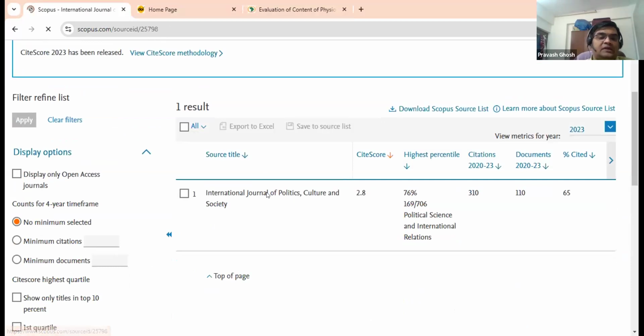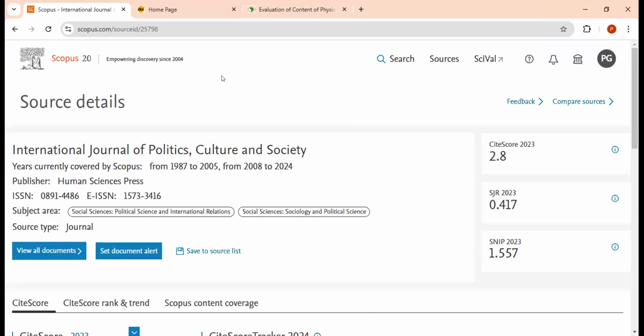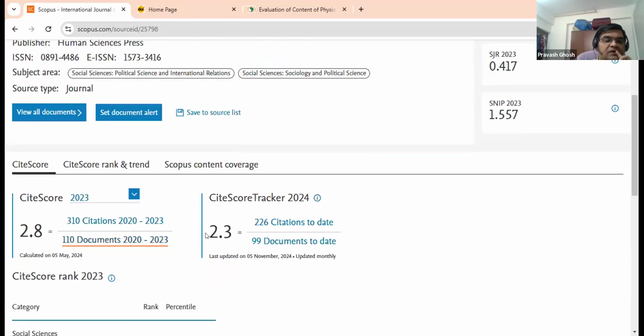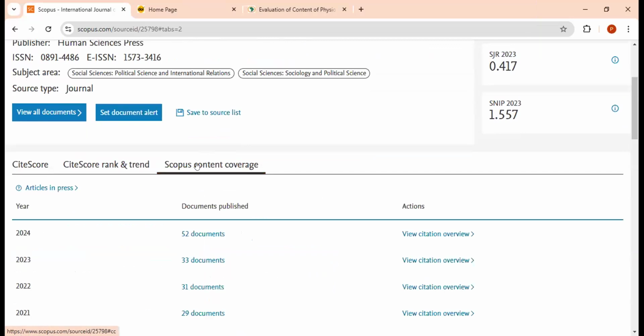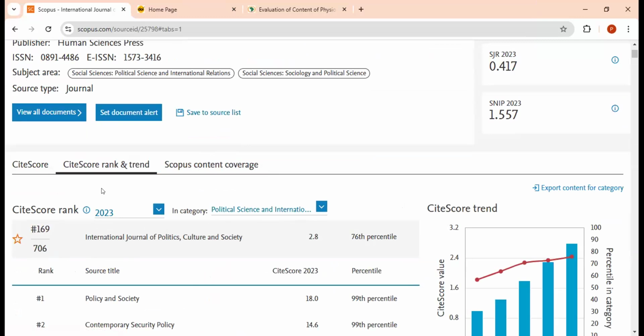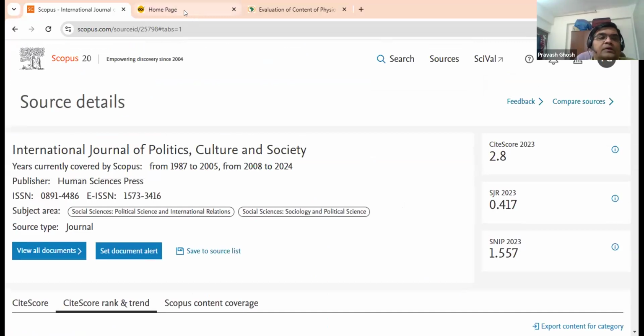Oh, very good journal, sir. Ashwini sir, International Journal of, not on, Politics, Culture and Society. Okay, this is a very good journal. Again, cite score is 2.8, because it got discontinued and continued so many times. You can see the cite score rank in political science and international relations: rank 169 out of 706. Good journal. And this is 76 percentile. Oh, very good. Q2.